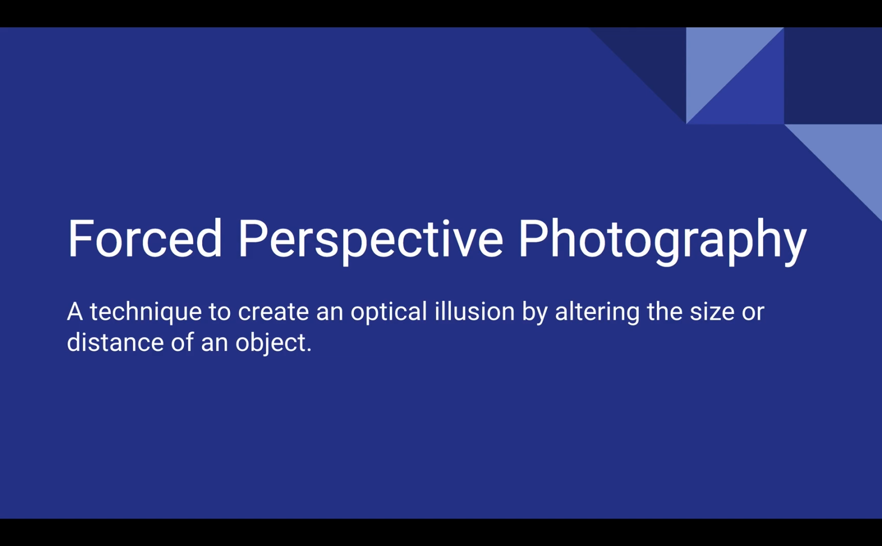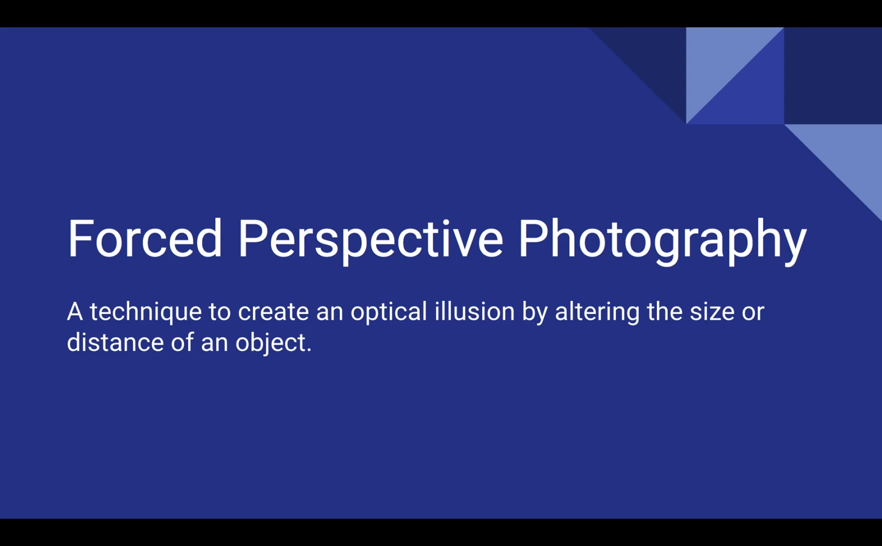Okay, so in addition to the different types of photography, when I teach this lesson at school, it's a forced perspective photo. So I'm still going to show you guys this. We're still going to take notes on it. Actually, I don't think you're taking notes on this, but it's a technique used to create an optical illusion by altering the size or distance of an object.